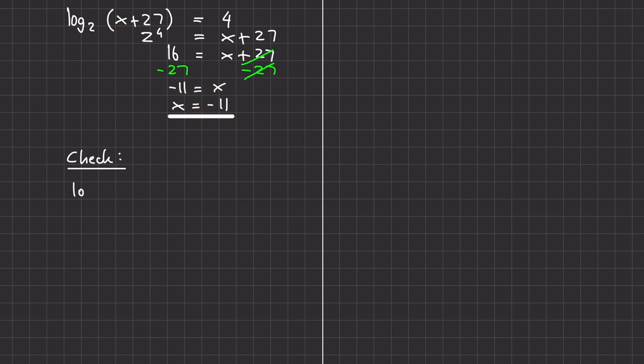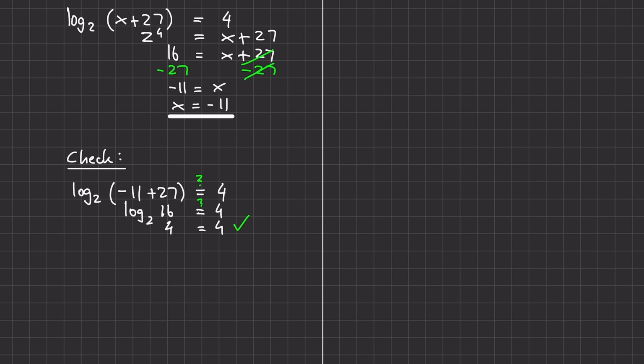So we get log base 2 of negative 11 plus 27 equals 4. 27 minus 11 is 16. And 2 raised to the power of 4 equals 16. So negative 11 is in the solution set.